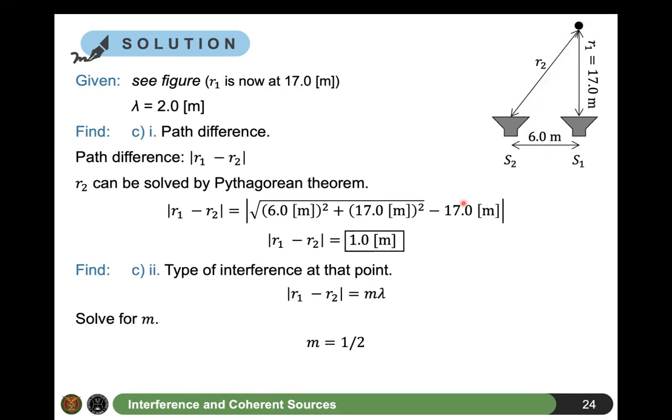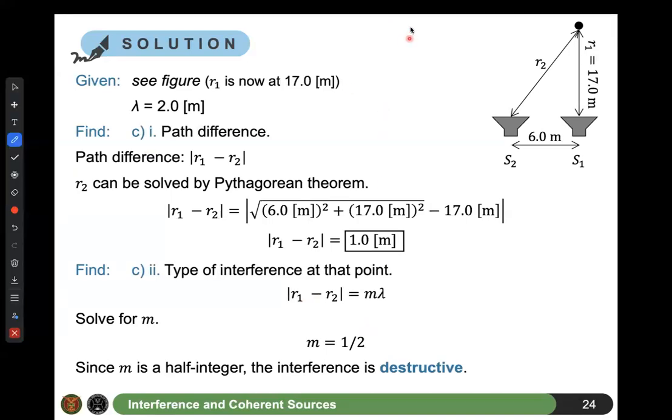We plug in our values. And if we try the constructive interference condition, we get M. Here, lambda is 2. So M equals 1 half. So again, it's not an integer, so it's not constructive. So it should be destructive. Again, it's either or.